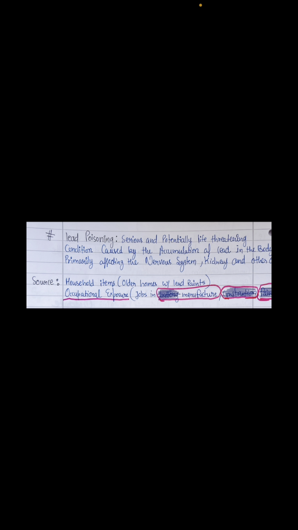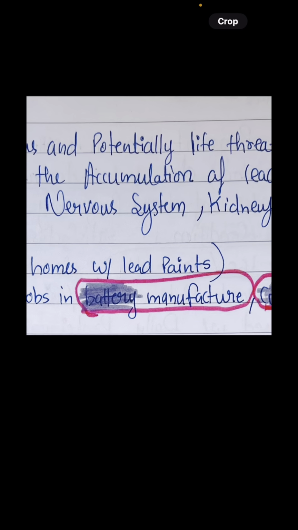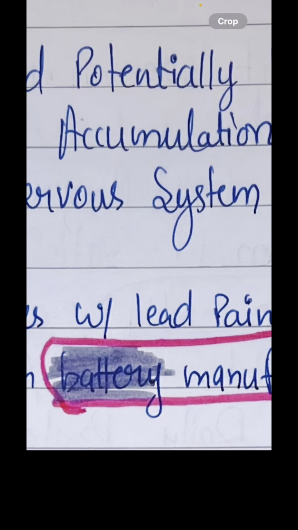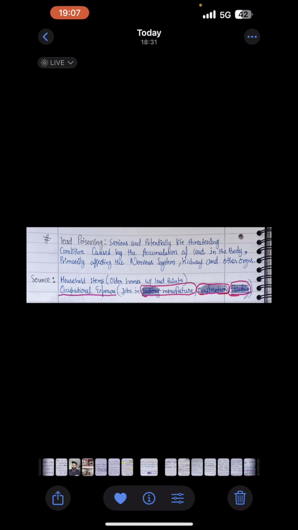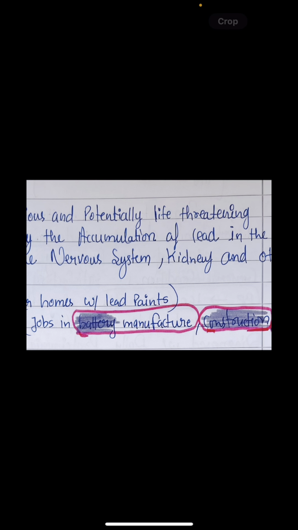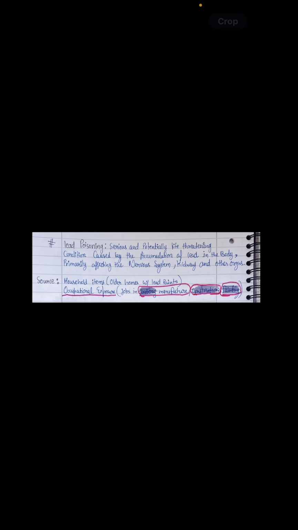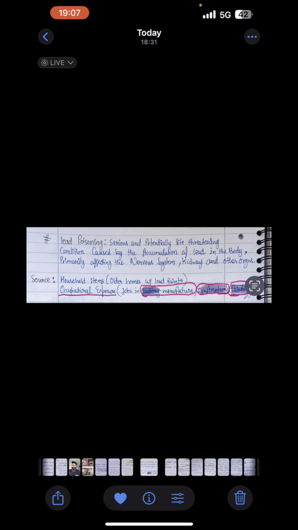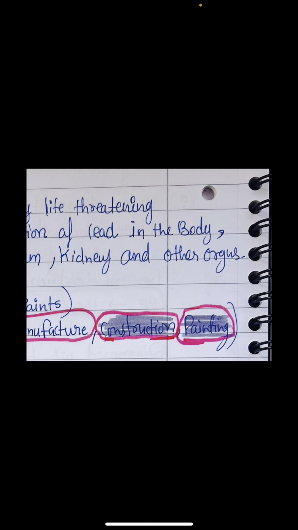So, who is prone to this lead poisoning? The battery manufacturing people. I'll let you know why I marked this much gray in color, because we are going to use this gray color in the questions. So lead poisoning: battery manufacturing, construction workers, and painting people, people who are painting household products. Although, the paints were mixed with lead in the old times.